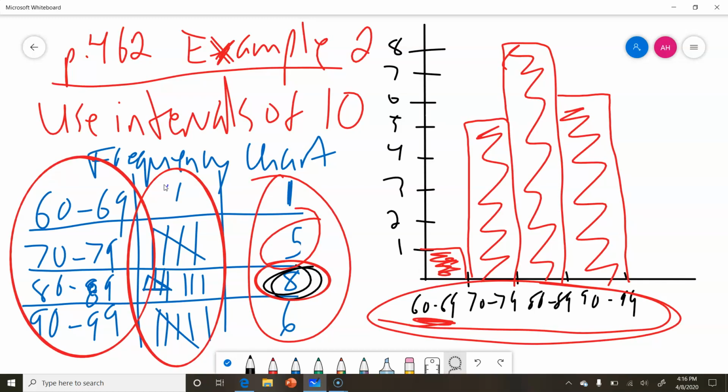Now, what if with that graph, they asked us a question? Okay, so if you remember, let me see if I can pull up that chart. Let me see if I can do this. I've never tried this before. I'm going to try and save this graph.